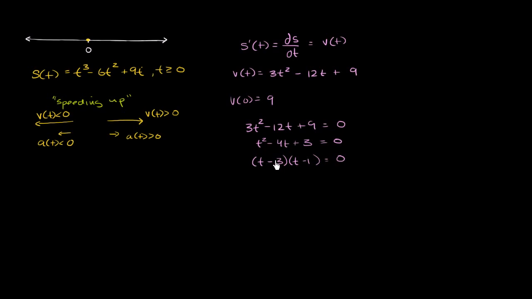Well, if either of these are equal to 0, if either t minus 3 is 0 or t minus 1 is 0, it's going to be equal to 0. So t could be equal to 3, or t could be equal to 1. If t is 3 or t is 1, either of these are equal to 0, or this entire expression up here is going to be equal to 0. And since our coefficient on the t squared term is positive, we know this is going to be an upward opening parabola. So let's see if we can plot velocity as a function of time.